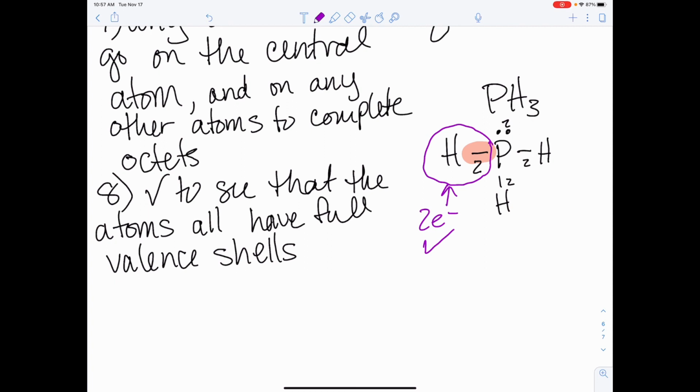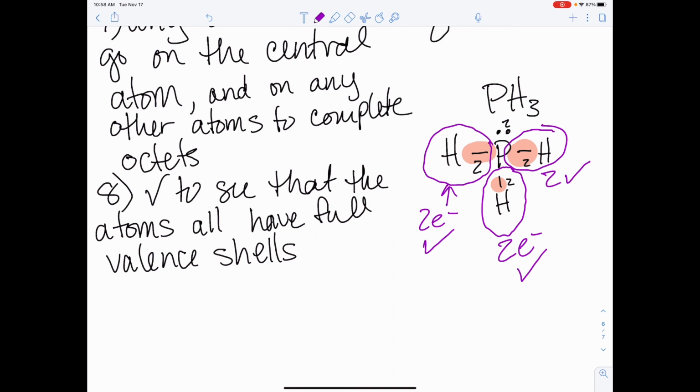Same thing right here. This hydrogen has access to the bonded electrons, so this one also has 2 electrons. It's happy. Its valence shell is filled with electrons, and it's energetically favorable. Same thing up here. This one has access to these electrons. It also has 2. It's good to go.